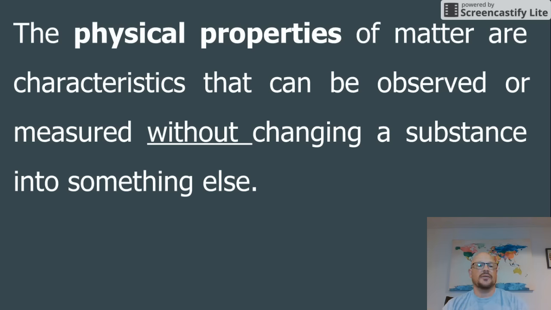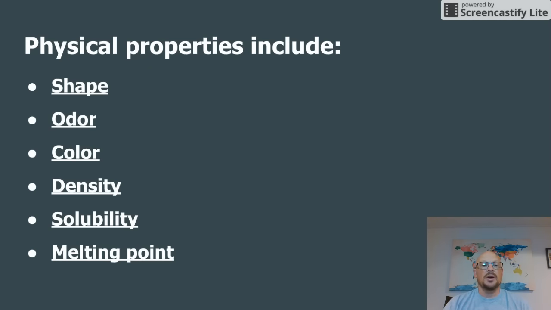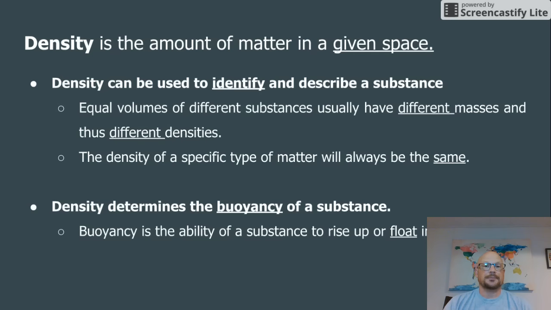Phase changes, for example, would be physical changes. It may change from a solid to a liquid, but it still stays the same substance. Some of the physical properties we're going to be looking at include shape, odor, color, density, solubility, and melting point. Shape, odor, and color are pretty self-explanatory. You probably already know what those mean, so we're not going to go into a great deal of detail on those, but we are going to look at those last three: density, solubility, and melting point.